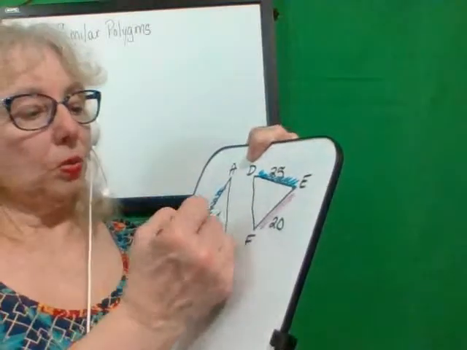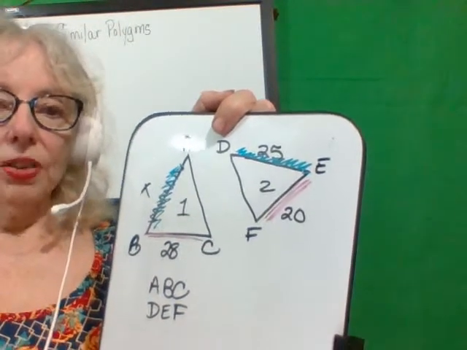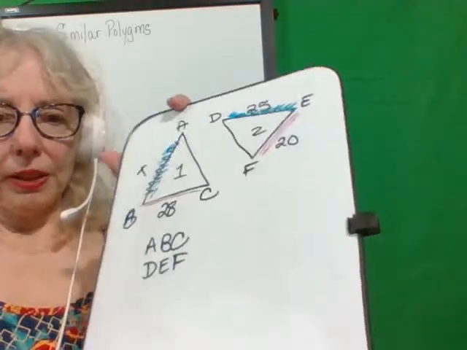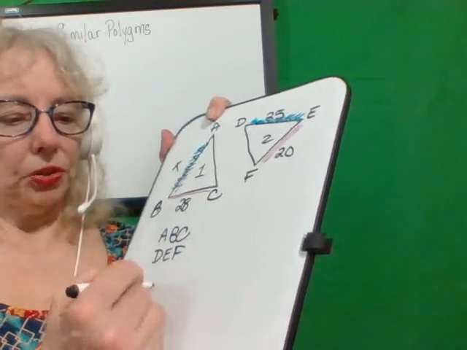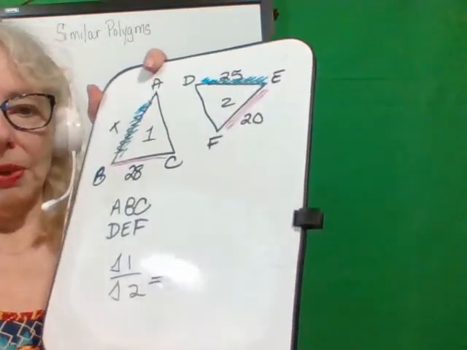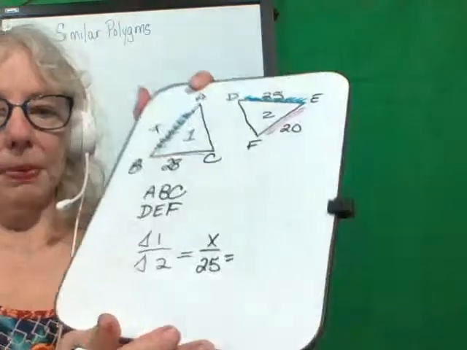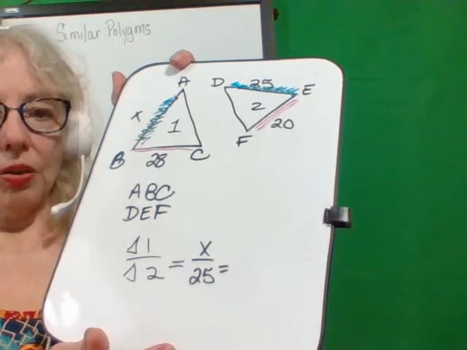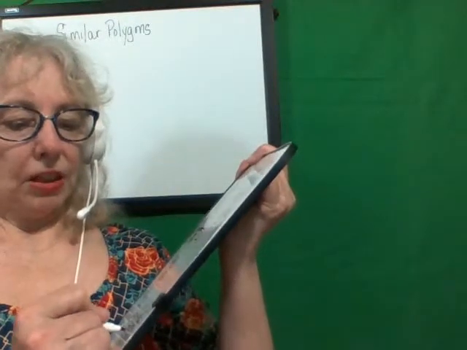And let's call this triangle 1 and triangle 2. So we're going to compare triangle 1 to triangle 2. So in our first example, sorry about this glare, I'm trying to work around it. We're going to put 1 on top, so we're going to do triangle 1 over triangle 2. So if I compare the blue sides, I'm going to have x over 25. Now let's compare our pink sides, and remember we're putting the first triangle on top of the second. So on the first triangle, B to C is 28, and that's going to go over our 20.